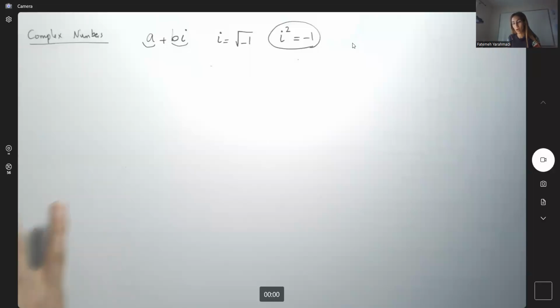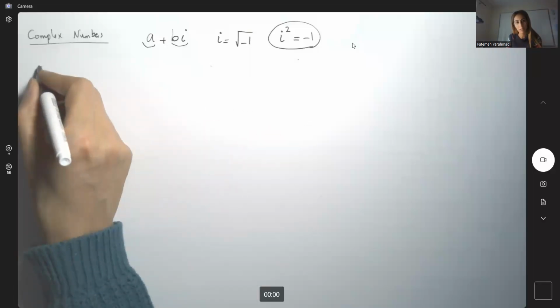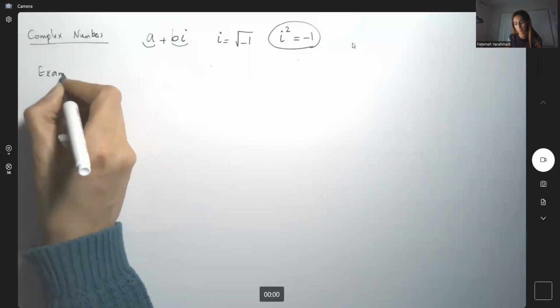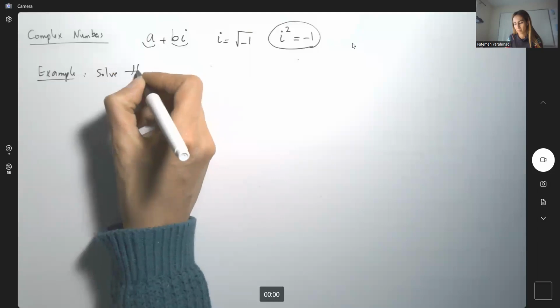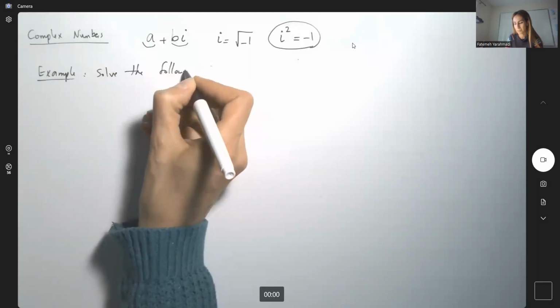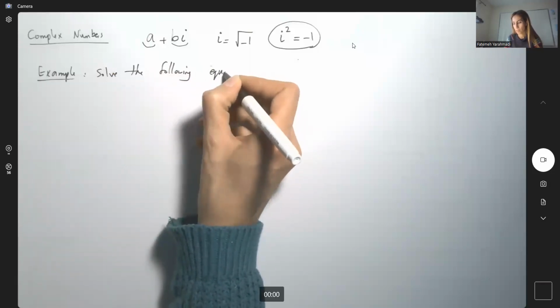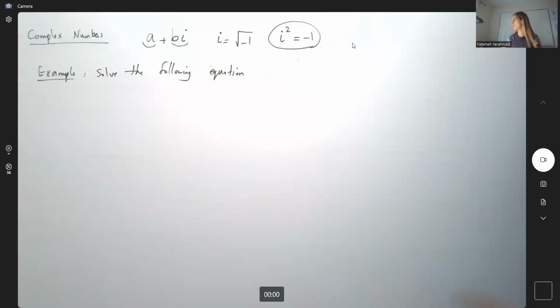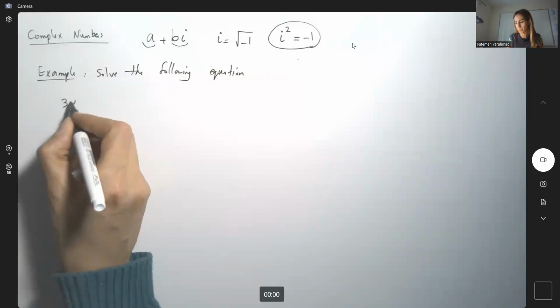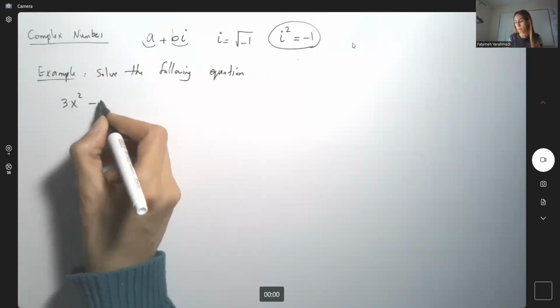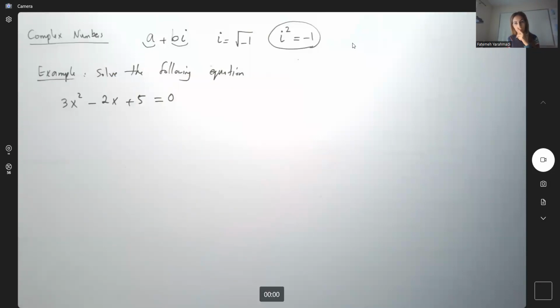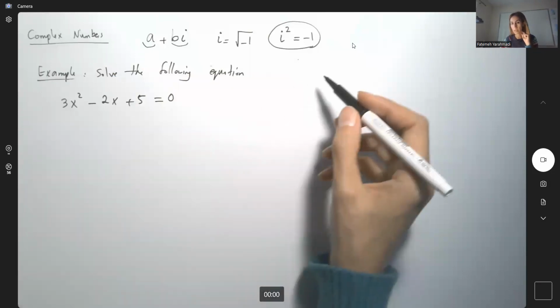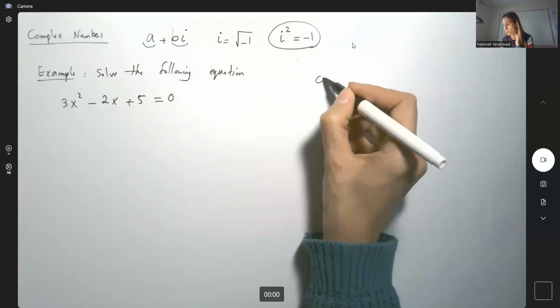Now that we introduced complex numbers, you might see questions like this. Solve the following equation. So suppose I ask you to solve 3x squared minus 2x plus 5 equal to 0. So remember using the quadratic formula.